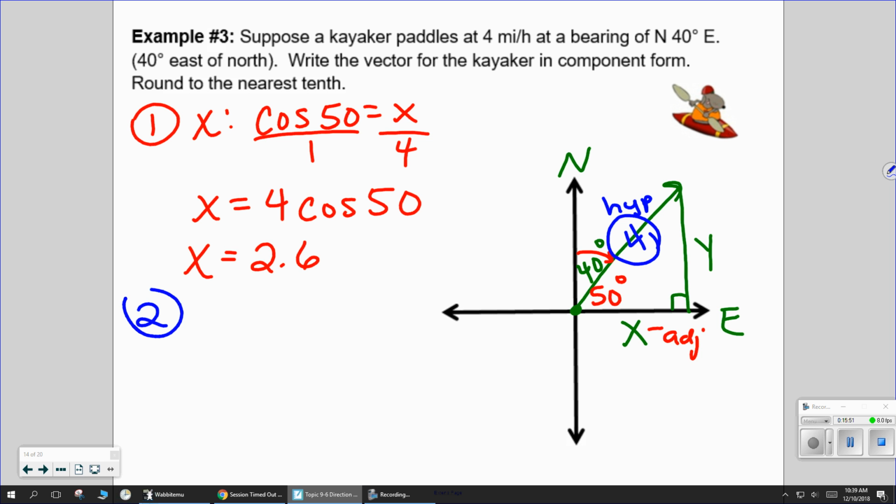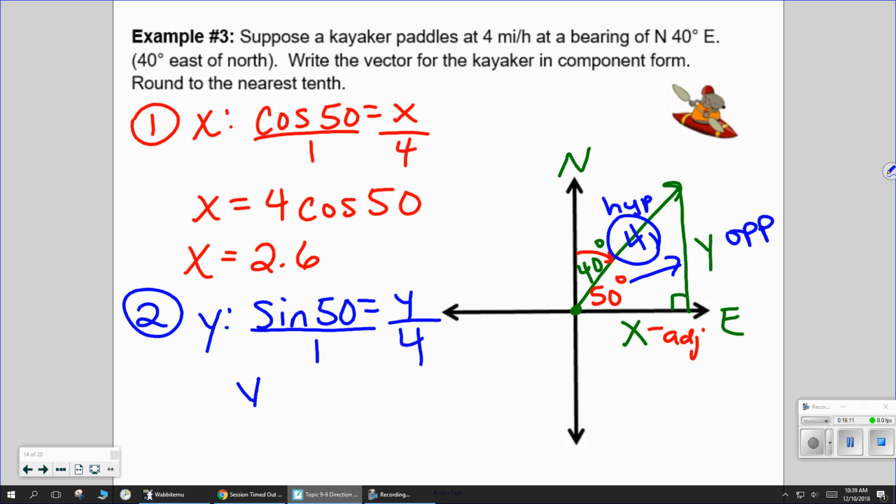All right, so I know that my x, or my horizontal change, is 2.6, and now I just need to get my y value. So in relationship to the 50-degree angle, y is the opposite, and I know the hypotenuse. So this time I'm going to use sine. So I'm going to do the sine of 50 equals y over 4. Put it over 1, cross multiply, I get y equals 4 times the sine of 50. So to the nearest tenth, punch that in your calculator. Then y should equal 3.1.